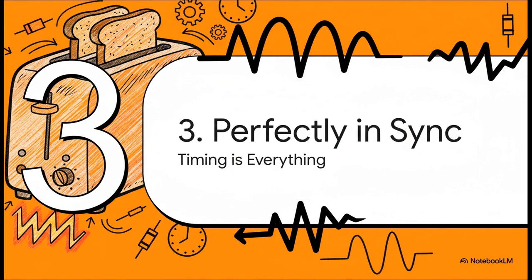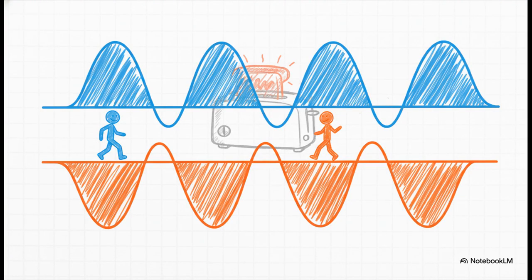All right, so we've met our three players. Now for the really cool part, the heart of this whole thing, how they all interact. Because in the simple world of a toaster, their timing is everything. This right here, this is the secret sauce. In a circuit that only has resistance, like that heating wire in your toaster, the voltage and the current are perfectly in phase. What does that mean? It means they are in absolute, perfect lockstep.